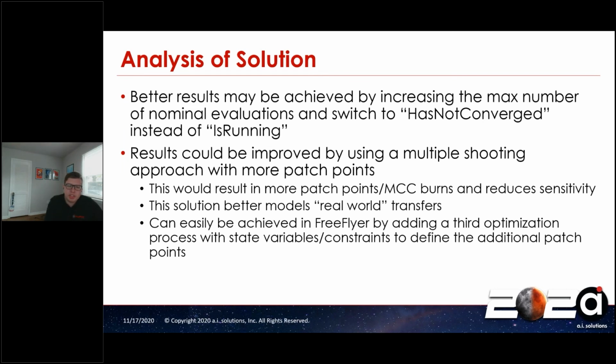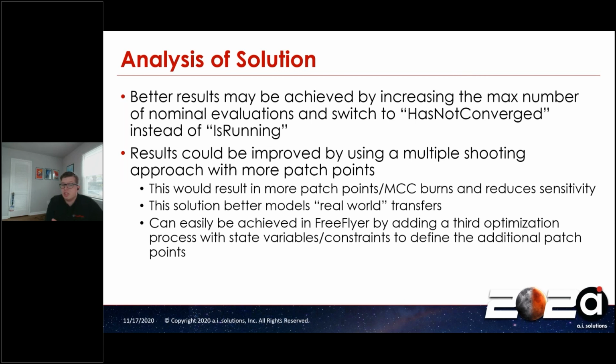The other approach, and this is, I think, the more reasonable approach to take, would be to use a third optimization process stacked on top of this that uses a multiple shooting approach with more patch points. So every time you break this trajectory up using more patch points, you reduce the sensitivity. And if you reduce the sensitivity, you're more likely to find an optimum solution, which is in part how we went from 6.3 kilometers per second to 5.0 kilometers per second between our first optimization process and the second one: we broke it up into a multiple shooting approach with more patch points.